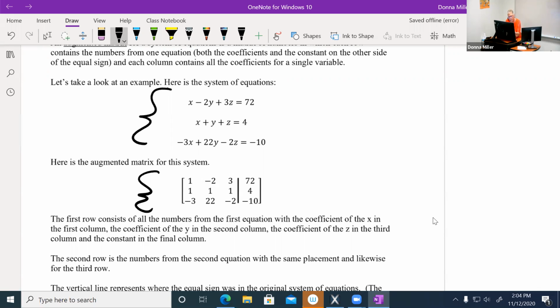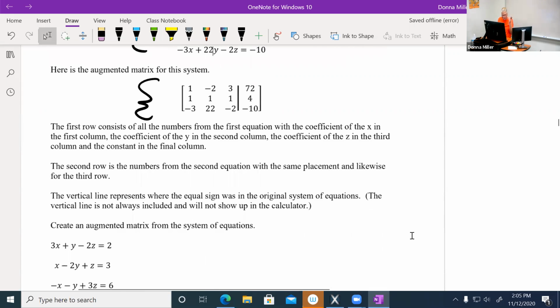Now, I should have just written the coefficients. When there's nothing there, it's a coefficient of 1. These are all 1s. So 1, -2, 3, and then they write the answer with a little line there, okay? And then the other one's 1, 1, 1, 4, and the next row is -3, 22, -2, -10. So this is what we call the augmented matrix. This is kind of like what you're going to put into simplex, except that the objective goes in the bottom row, and you make those guys negative.